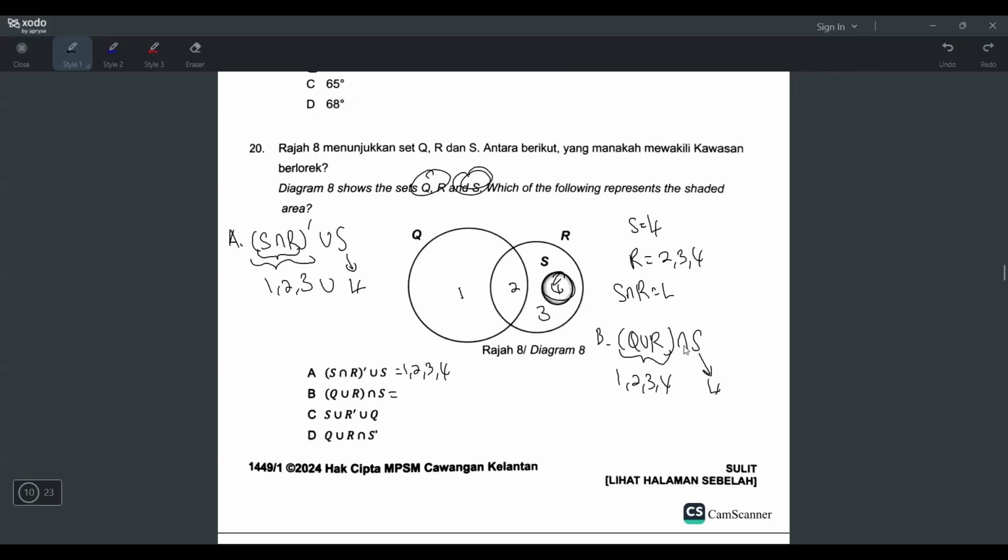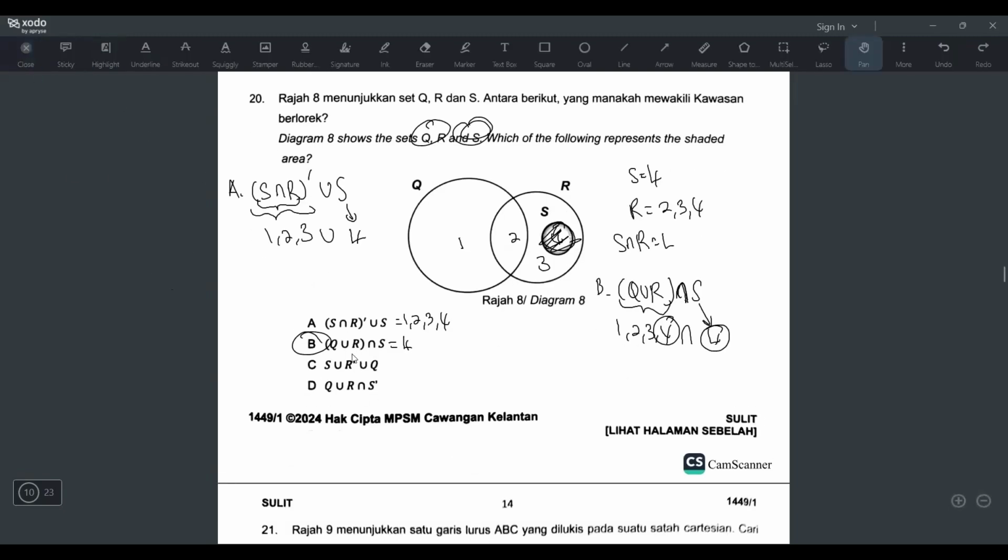S is 4, right? And guess what? The intersection here means you ambil yang sama, kawasan yang sama. So the overlap region here is 4. That means if you were to shade the B region, you will only shade the 4. So the B is your answer lah, because it matches with the shaded region in the soalan. So number 20 is B boy. And the C and D you don't have to try already because you already know the answer is B. Okay? Alright.